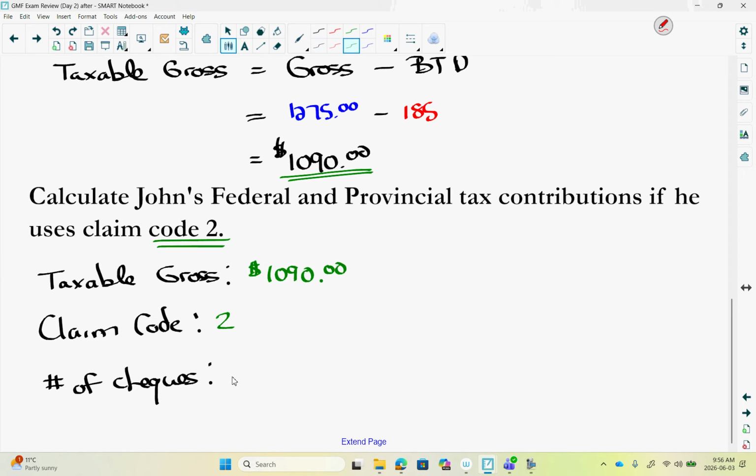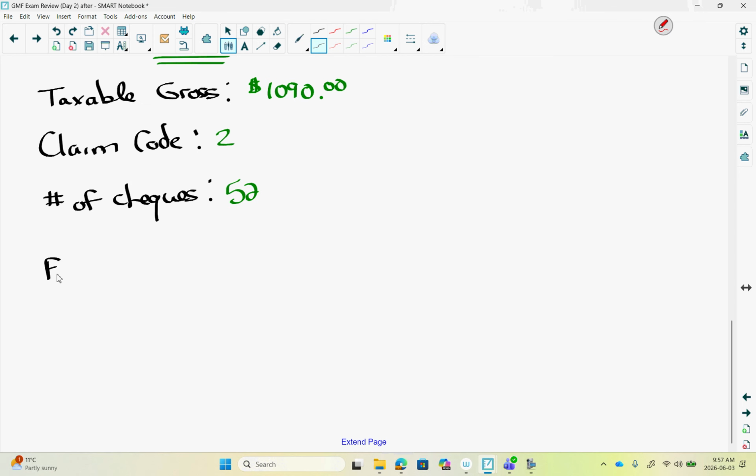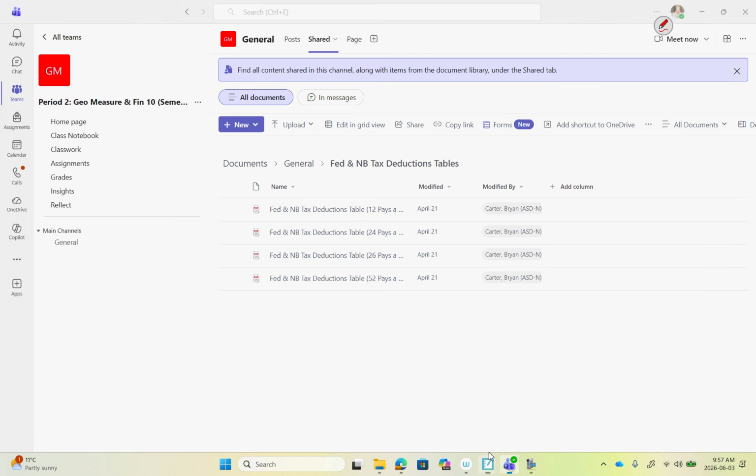So how many checks does he get? 52. And then I can go and find my federal and my provincial tax deductions from the tables. Now, if you're doing it on the exam, I'll put a section of the tables right next to your question, so you won't have to look it up online. Where did I put them? I put them in your team.